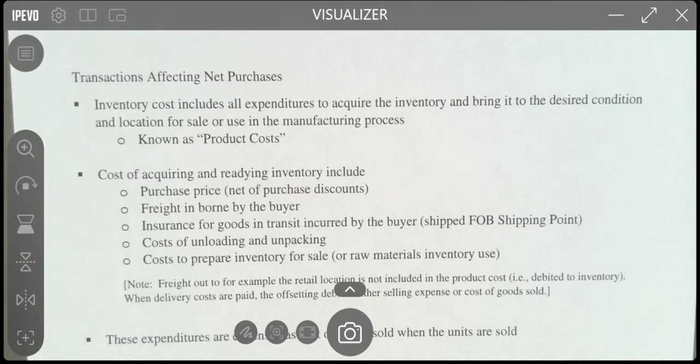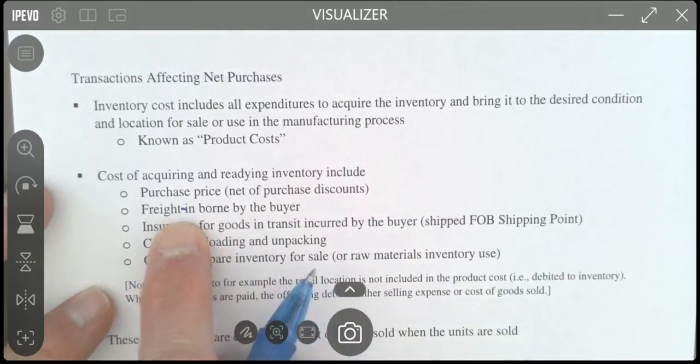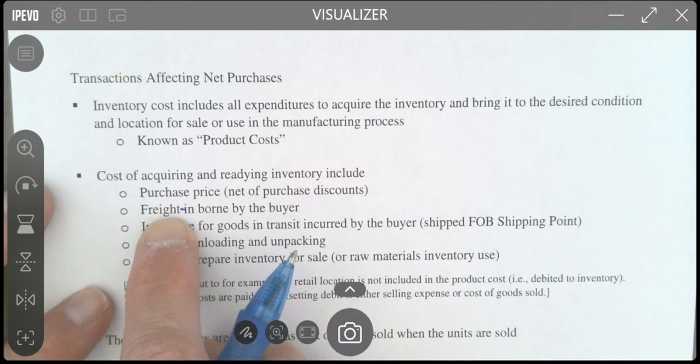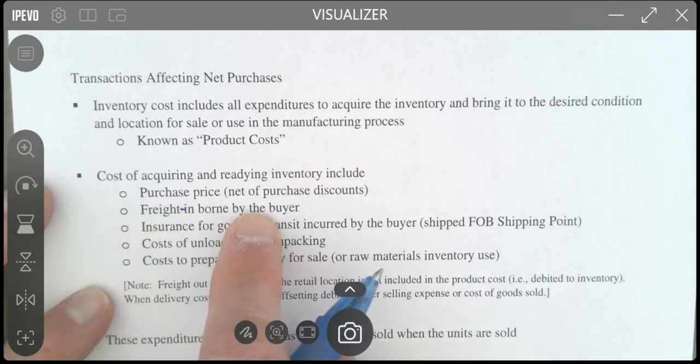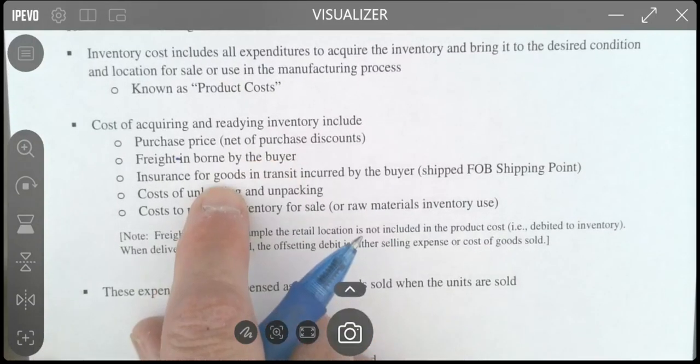Costs of acquiring and readying inventory include the purchase price, net of any purchase discounts. Remember that? The freight in borne by the buyer. Might want to put a little dash here. The freight in borne by the buyer. If the buyer has to buy the freight in to get the unit to them, the shipping, it's going to go into the cost of that unit shipped or units shipped.